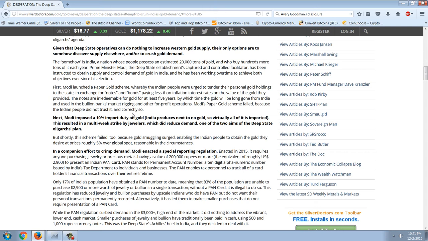Prime Minister Modi, the deep state establishment's captured and controlled facilitator, has been instructed to obtain supply and control demand of gold in India, and he has been working overtime to achieve both objectives ever since his election.